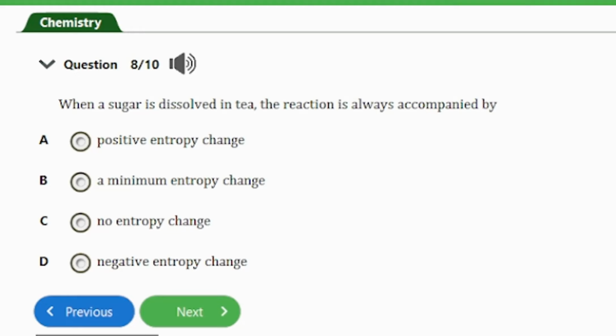So guys, the answer to this question here is option A. It's actually accompanied by a positive entropy change. The dissociation of the sugar in tea is accompanied by a positive change in entropy. So guys, it makes sense because the sugar is dissociating and it's getting more disordered. So that would be a positive entropy change. So that's option A here.